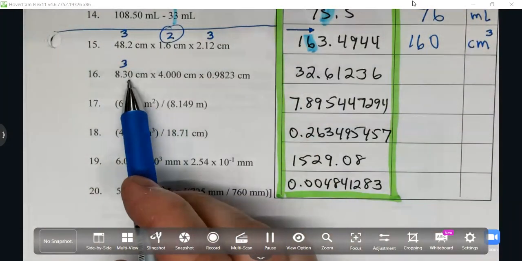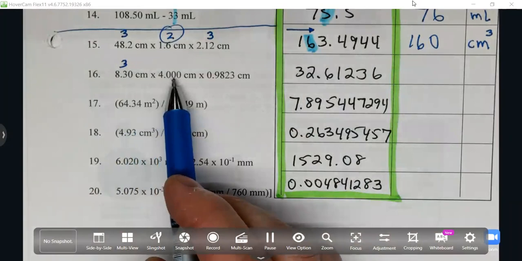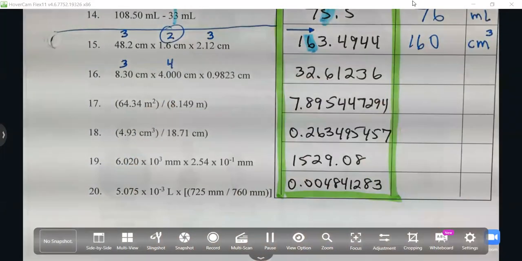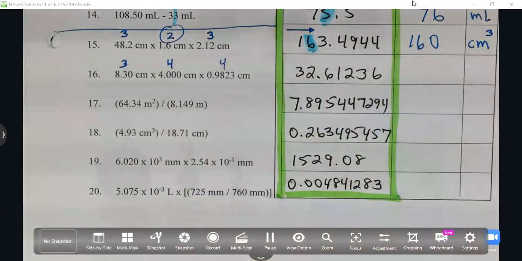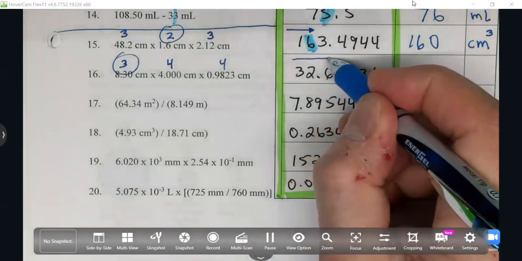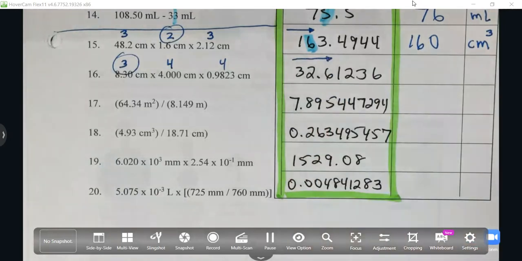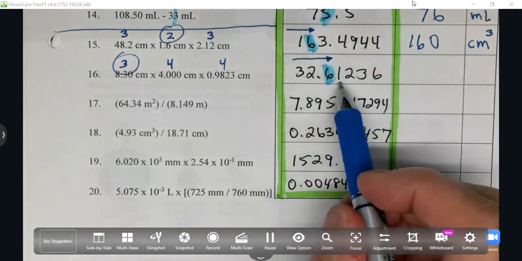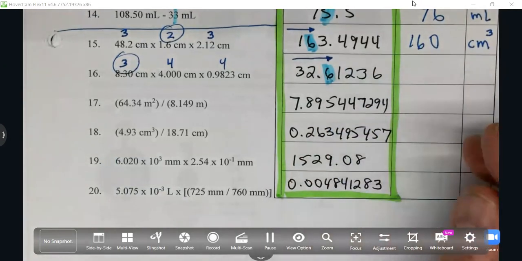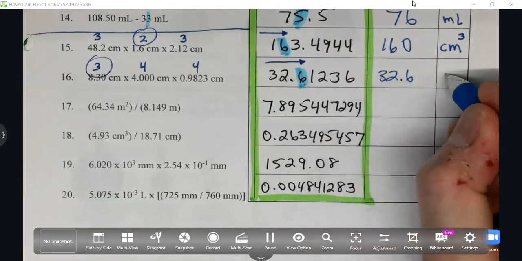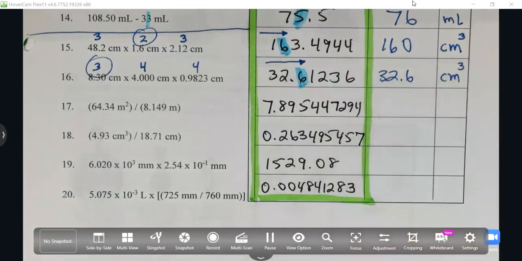3 good digits there. That 0 counts. All of these zeros here count, otherwise the person would not have written them down. So that's 4, and this is 4. So our least is 3. Again, coming in from left to right, we get to the third one here. So that 1 keeps that as 6. 32.6 centimeters cubed.